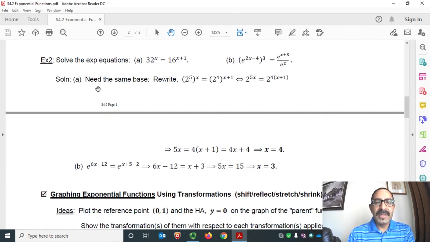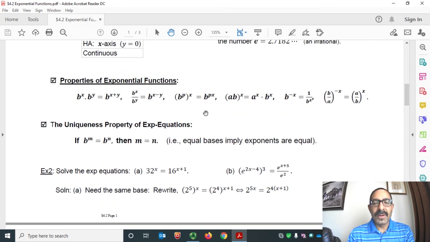So part A, we need the same base on both sides of this exponential equation. So on the left side, let's rewrite 32 as 2 raised to the power 5, and then the exponent x as it is, equals, rewrite 16 as 2 raised to the power 4, and the x plus 1 exponent as it is. Then here we can multiply the exponents. So 2 raised to the power 5x equals 2 raised to the power 4 times (x plus 1). I hope this makes sense to you all. I use this property here.